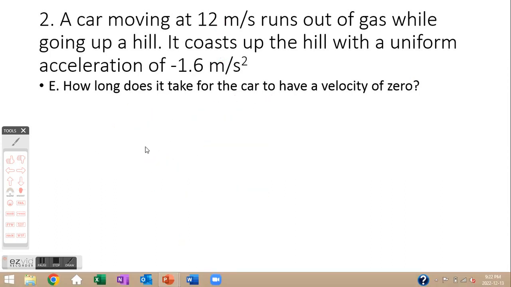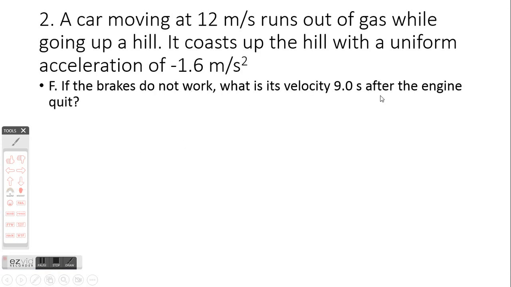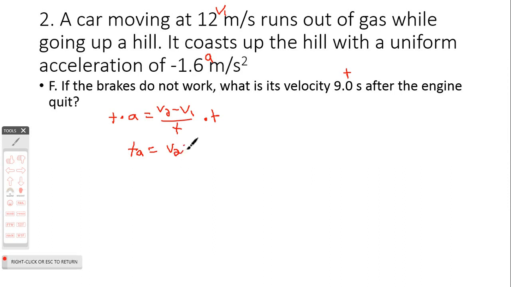If the brakes do not work, what is its velocity 9 seconds after the engine quit? All right, so let's take a look. Again, this is V1, this is A, and here we have time. We want to solve for V2 this time round. It's going to end up being the same formula we used on one of the other parts of this question: V2 minus V1, all divided by t. That's the formula out of your formula book. I want V2 by itself, so I'm going to again multiply both sides by t. And then eventually I will also add V1, but let's go one step at a time. So t times a equals V2 minus V1.